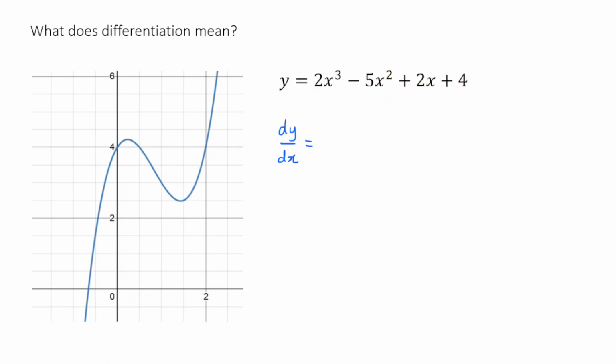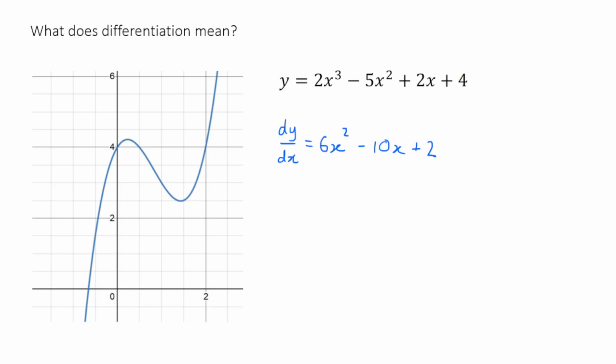So if I differentiate 2x cubed, again, I bring the 3 to the front. So I'm going to get 3 times 2, which is 6. And I reduce the power by 1. For this one, negative 5x squared, I bring the power of 2 down. So that's going to give me negative 10x, because I reduce the power of 2 to 1. When I have 2x, if I differentiate that, that's just going to give me 2. And remember, if I differentiate any constant value, like 4 here, that gives me 0.